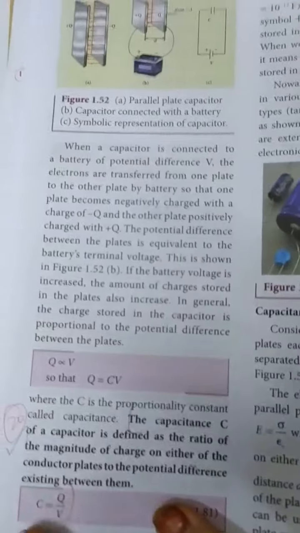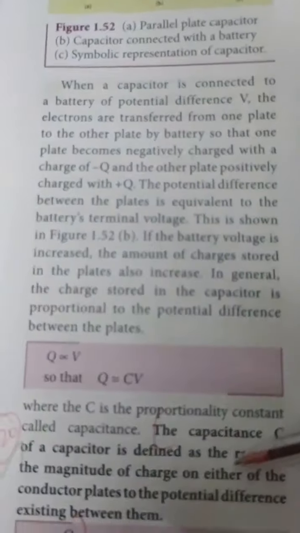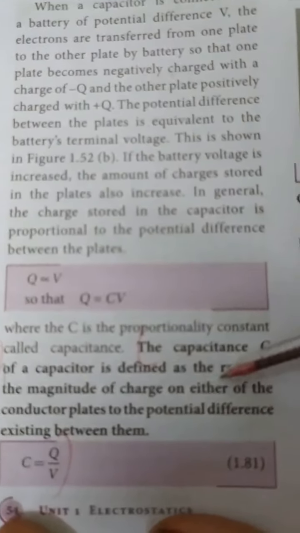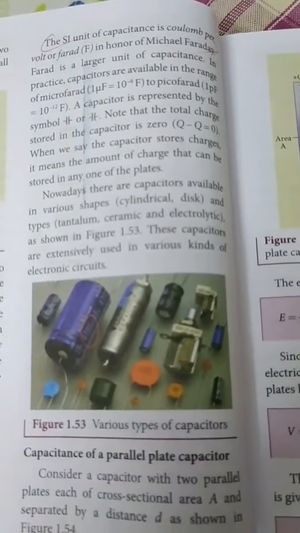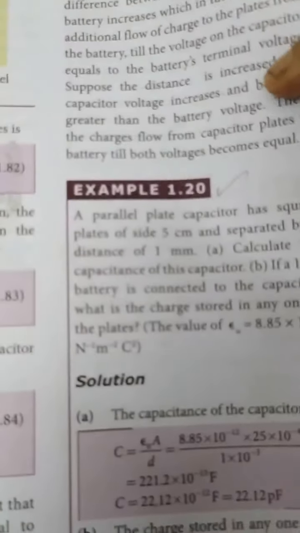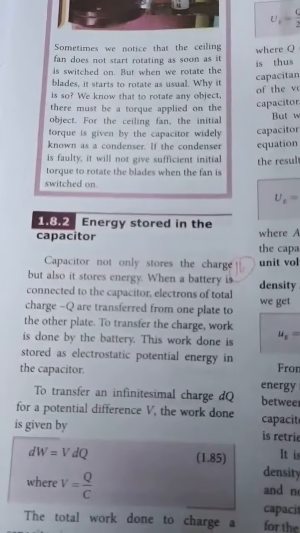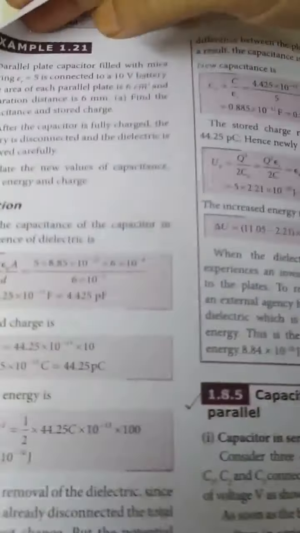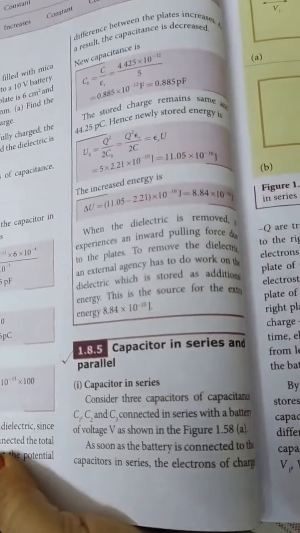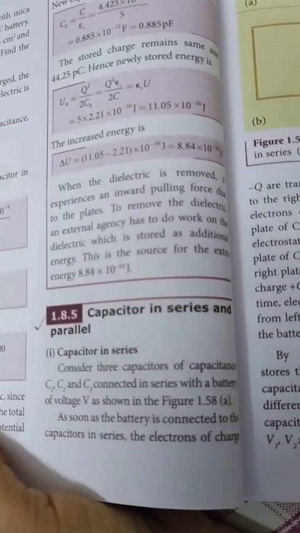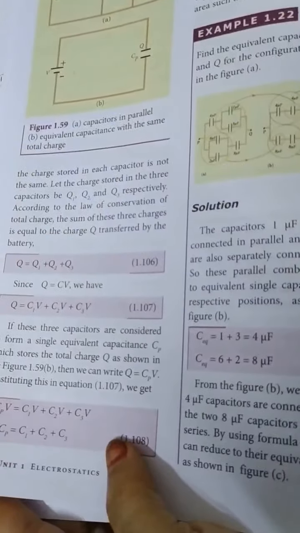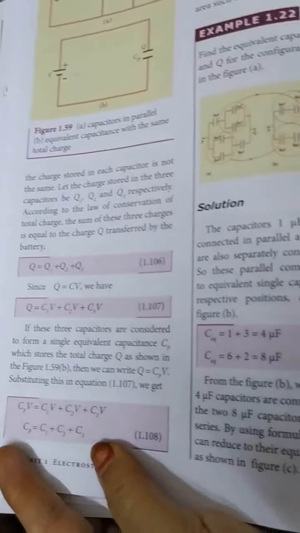Next, you have to study about capacitance, define capacitance and its unit. The SI unit of capacitance is farad, and you can see this example 120. And next, capacitors in series and parallel, this is a 3 mark question, either individually or combined it can be asked.